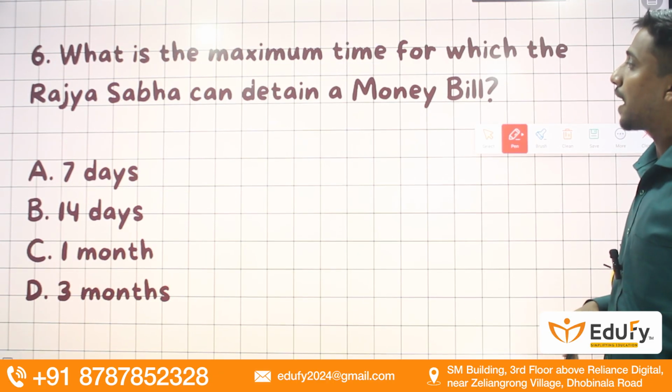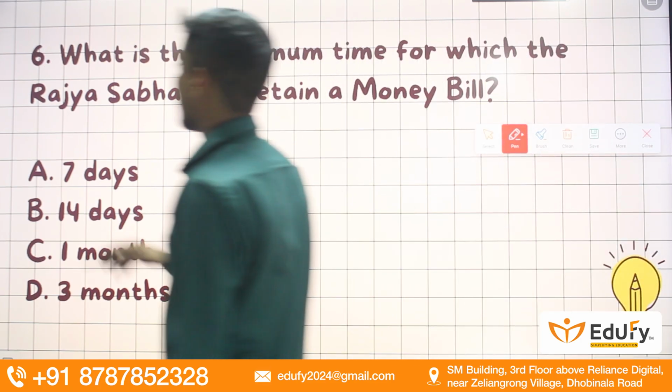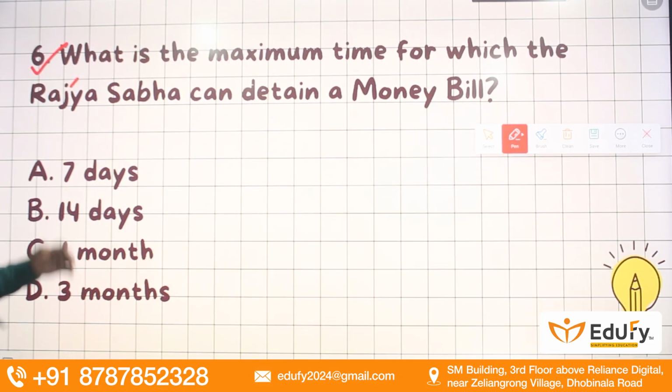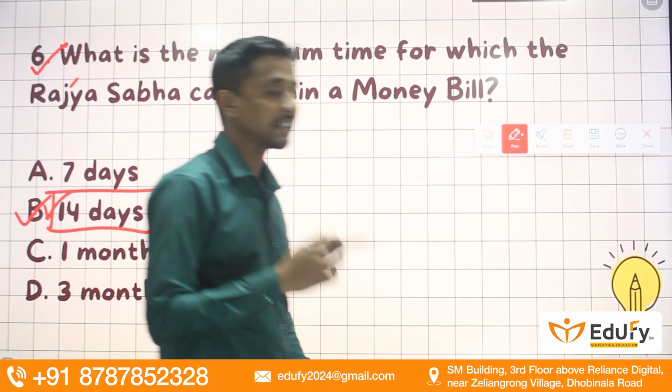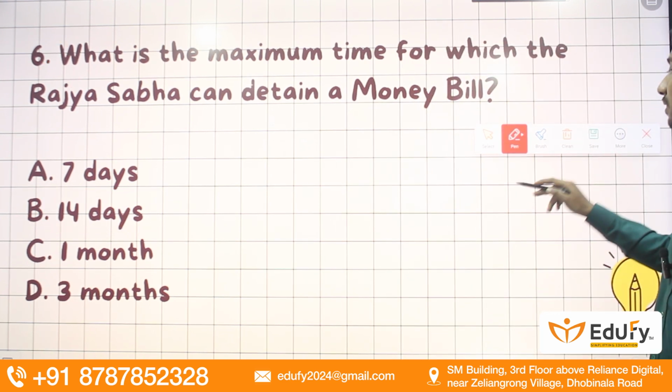What is the maximum time for which Rajya Sabha can detain a money bill? So remember, guys, once it is passed in Lok Sabha, it moves to Rajya Sabha. However, Rajya Sabha has very limited power in terms of money bill. So, they can maximum detain the money bill for a period of 14 days. Remember that.